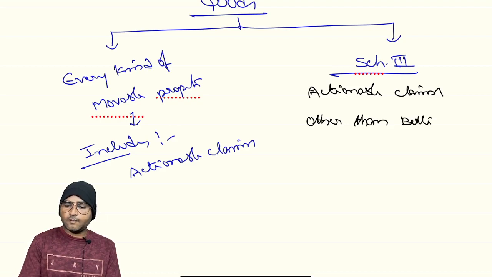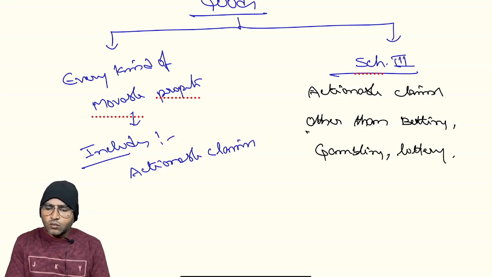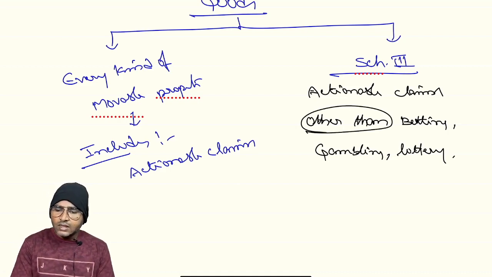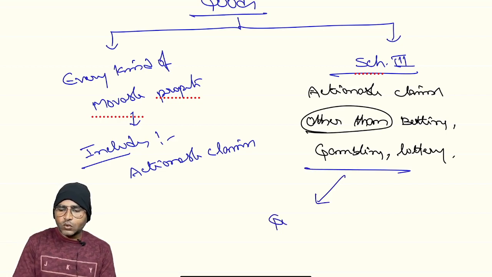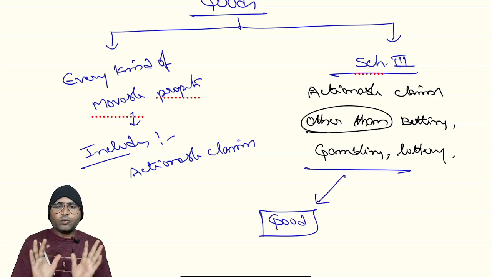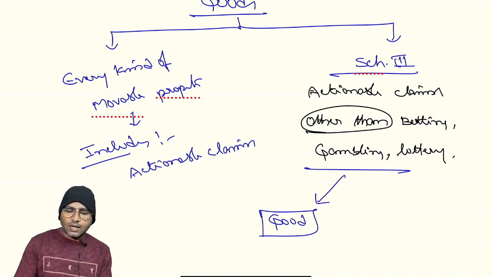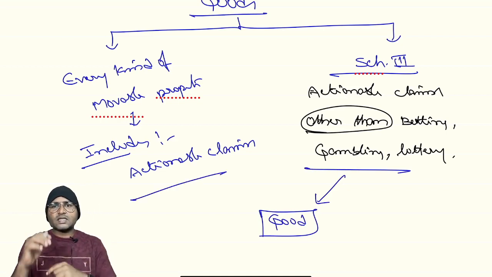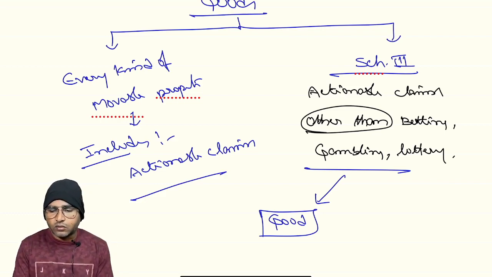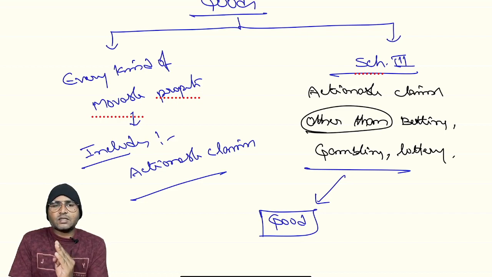betting, gambling, lottery. Here only betting, gambling and lottery have been excluded, so that only these three elements became goods. This is the earlier concept. Are you clear? So goods means every kind of movable property including actionable claims. The same actionable claims have been included in Schedule 3, but only these three elements have been excluded.